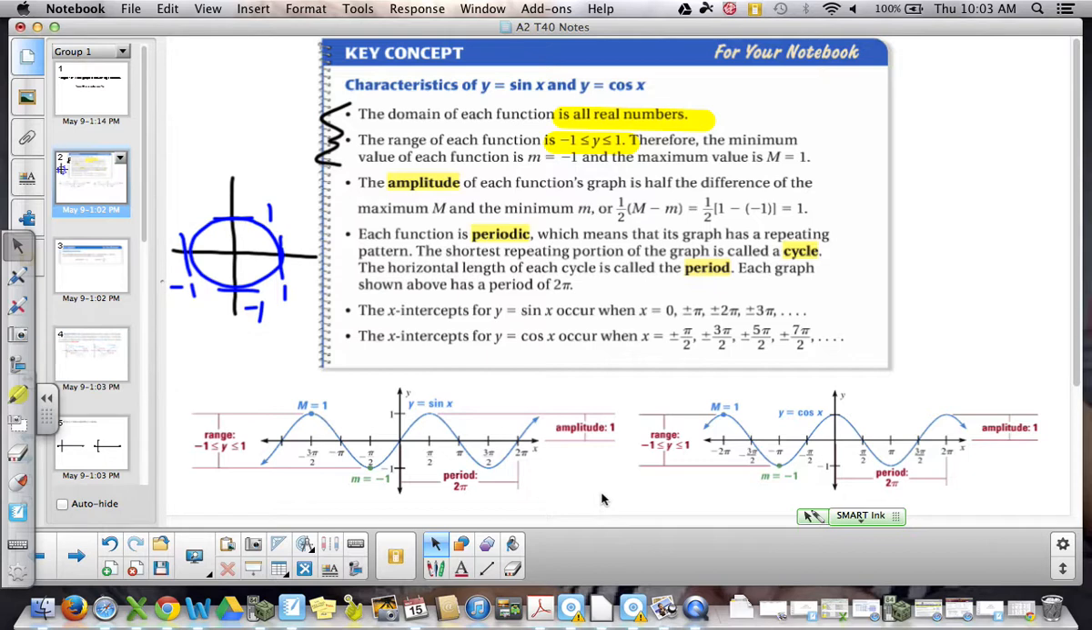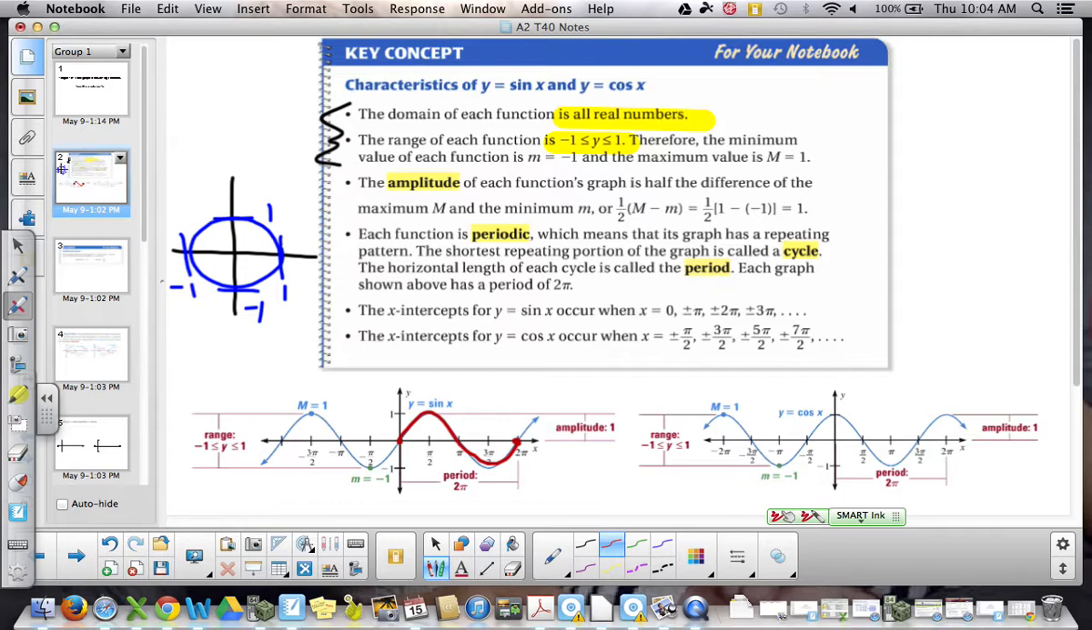So if we look at our sine and cosine graphs, one cycle, if we start with the sine graph here, if we start at the y-intercept, we're going to go up, back down, and then back up to where we started. So that would be one cycle. Now, the length of a cycle is what we call the period of the graph. So since we start here at 0, and we end that cycle at 2 pi, the period is going to be 2 pi units.